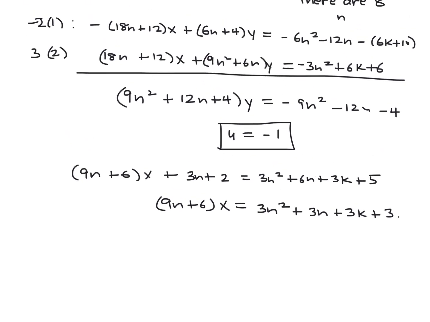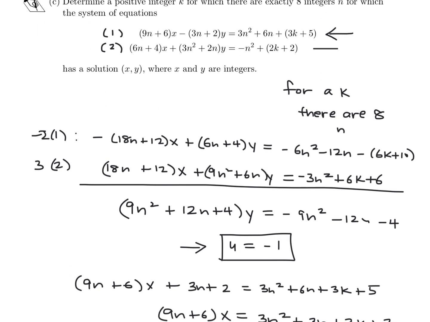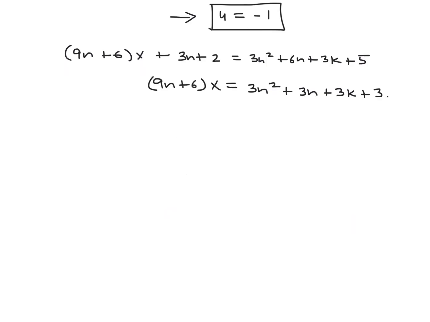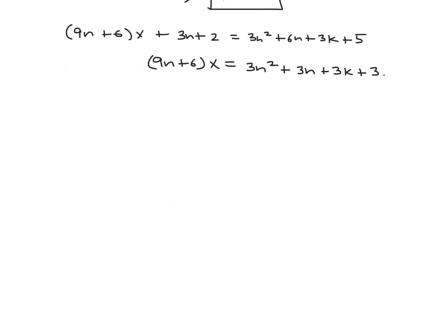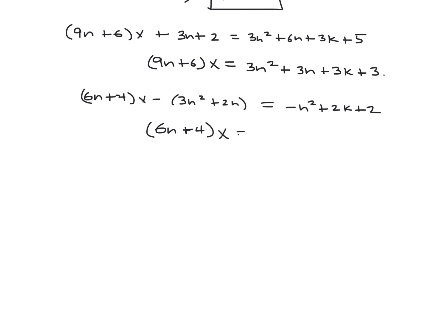And then I will again substitute that y equals -1 into the second equation. And when I do that, I get 6n plus 4x minus 3n squared plus 2n is equal to minus n squared plus 2k plus 2. And if I isolate this, I will just have on this side a 2n squared plus 2n plus 2k plus 2. All right, that's about as far as I can go.